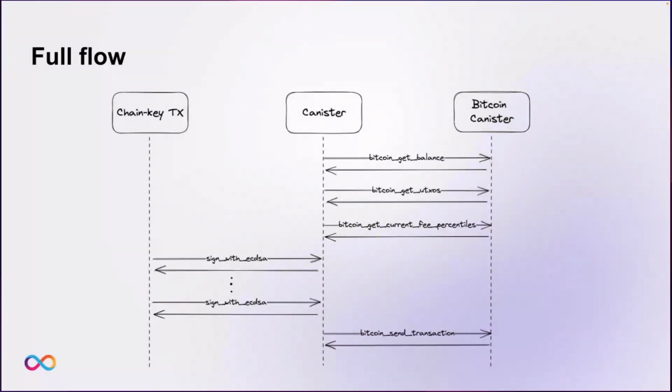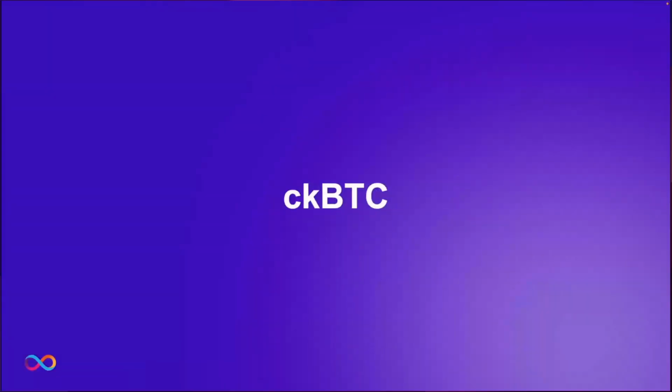So for each UTXO, we call the sign with ECDSA method on the management canister. These are those calls here. Then we assemble the transaction and finally send the transaction to the Bitcoin network. Because the management canister API that exposes the Bitcoin canister and threshold ECDSA methods is a bit low level, most projects will most likely use chain key BTC.